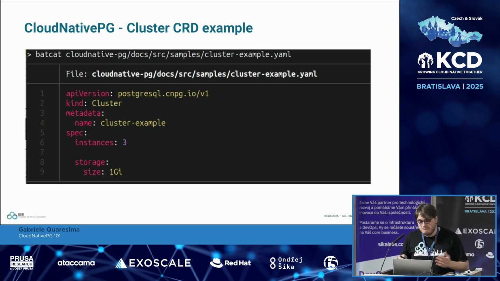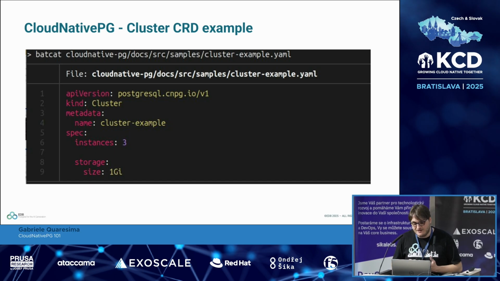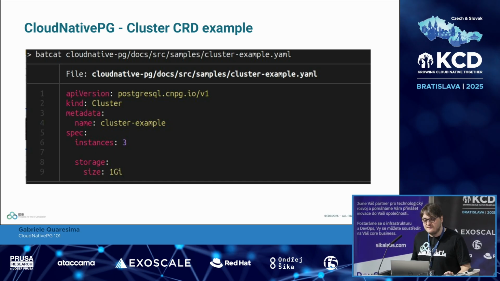This is an example of the minimum CRD that we can apply, the minimum manifest. The kind is Cluster, we have a name, we define 3 instances, and just the storage size. That's it. There will be a lot of other things enforced by the operator inside the cluster. There will be webhooks, there will be defaults, there will be a lot of stuff. And we will see them.